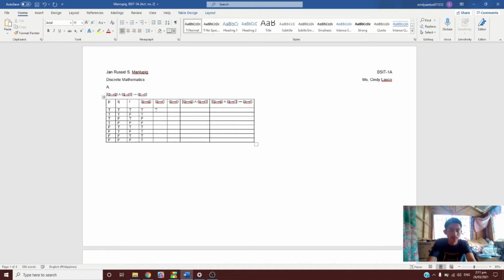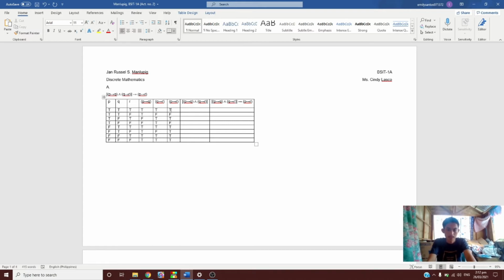Next is Q implies R, the same concept. So Q to R: T, F, T, F, T, T, T, F, F, F. Then P implies R: T, T, T, T, F, T, T, T, T. It's T, since T, T, T.